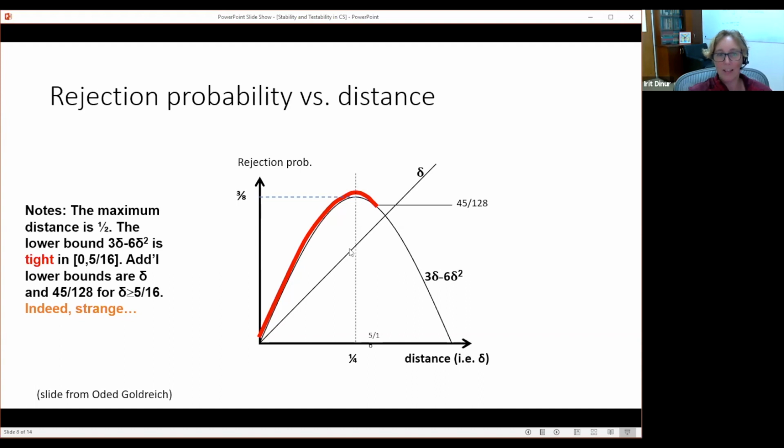You see, the distance cannot be bigger than half, because every function is half close to a linear or an affine function. But you see here that when the distance is close to a quarter, the rejection probability is maximized. But then when the distance grows, the rejection probability goes down. So this is far from a complete picture, and I don't think people were super motivated to understand this more. But clearly something strange is going on here, and despite looking like a very innocent question, it's not.